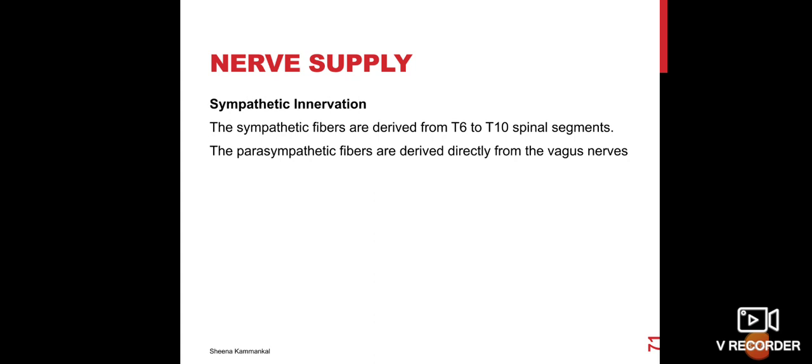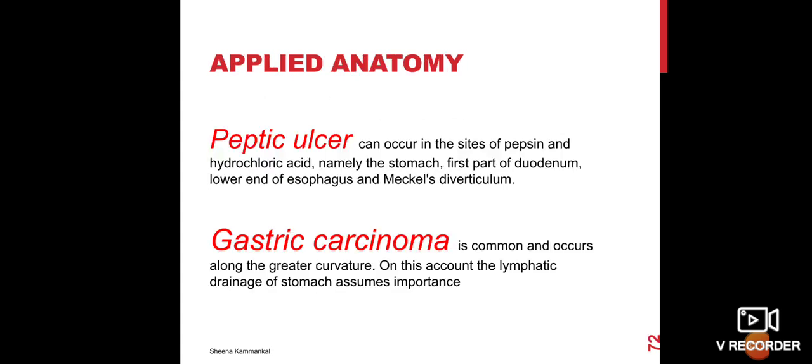Regarding nerve supply, it is a visceral organ, so it is obviously supplied by sympathetic and parasympathetic nerves. The applied condition is peptic ulcer. It can occur in sites of pepsin and hydrochloric acid, namely the stomach, the first part of the duodenum, the lower end of the esophagus, and Meckel's diverticulum. Meckel's diverticulum is an embryological remnant which is not present in every case. It's only present in 2% of people.